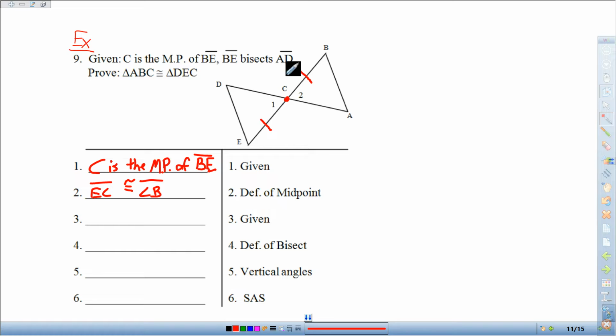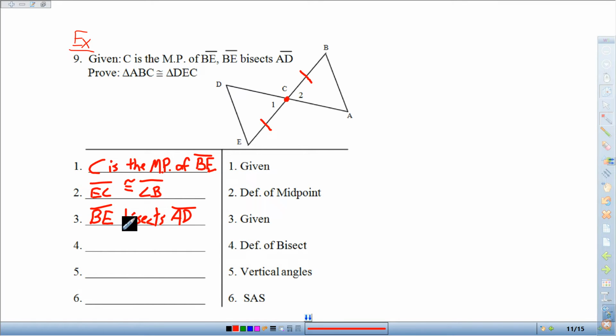All right. Next thing, BE bisects segment AD. All right. Well, there's our next statement. So let's go ahead and write it out. So BE bisects segment AD. Okay. Why do we know that? It's been given to us. Okay. But we can get some more information.